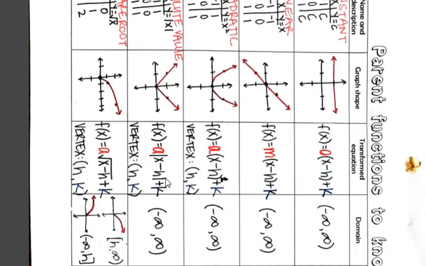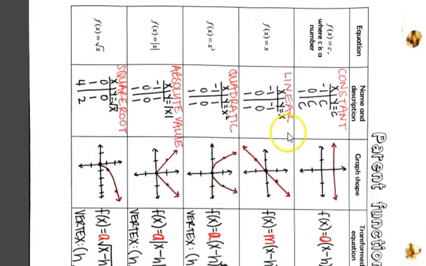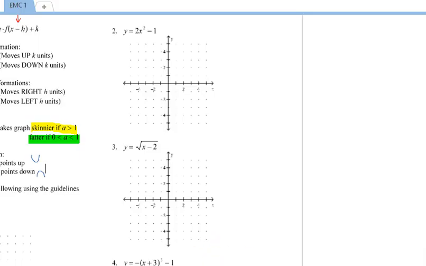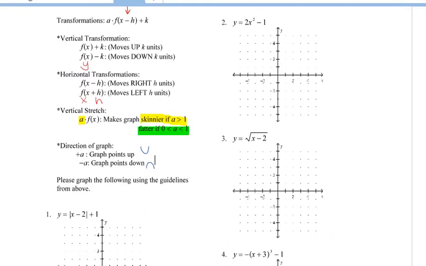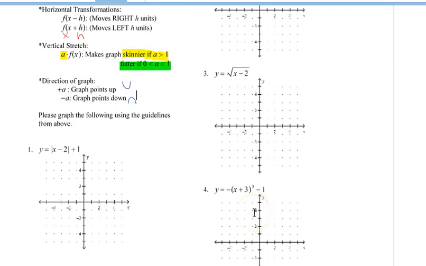Okay, the ones down here, this is the parent functions, right, with all the transformations built in. So the a is on the outside, that opens skinnier or fatter, the h moves it left or right, and the k moves it up or down. Okay, so we're going to be using this sheet a lot to start the problems over here. So let's get started with problem number 1.